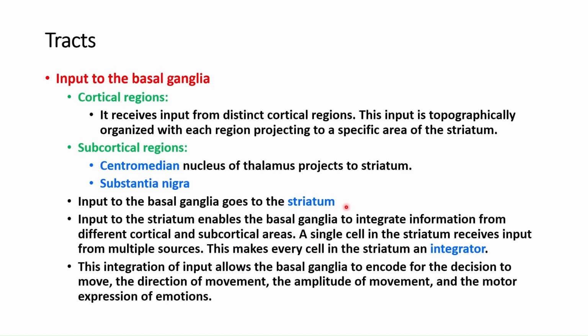Because the striatum is receiving information from different parts of the brain and processing that information together, it is called the integrator of the basal nuclei. It processes information and sends it to the thalamus, and that's important for decision making, direction of the movement, amplitude of movement, and emotional expression of the motor movements. It is also important for working memory and for the motivational aspect of motor behavior.